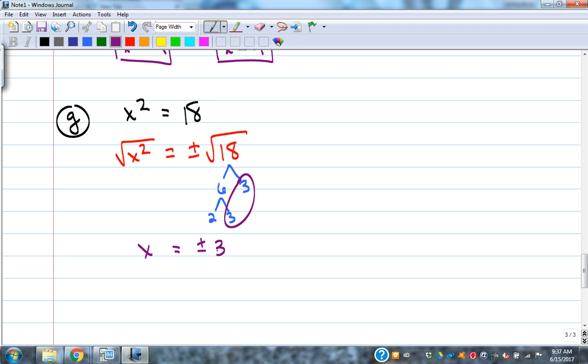3. And then the 2 that doesn't have a buddy, that guy right there is the one that's left on the inside. So we get two answers, positive 3 square root of 2 and negative 3 square root of 2. We could get a decimal approximation for those if we needed it.